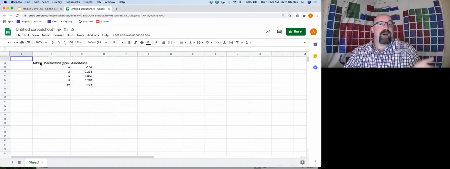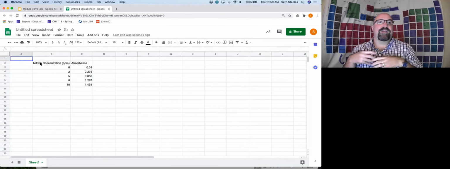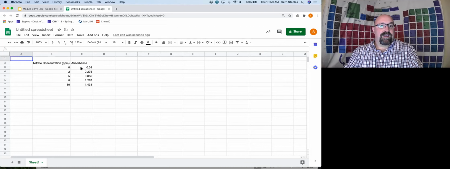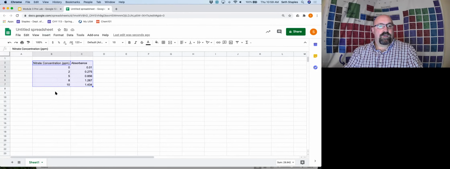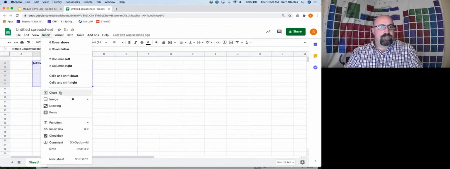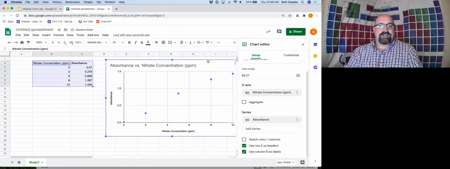So keep that in mind when you're setting up your spreadsheets, that it's just much easier to set them up how you're eventually going to want your graphs. And so we've done that here. We want our concentration along our x-axis, our absorbance along our y-axis. Then we can simply select our data range and insert chart.